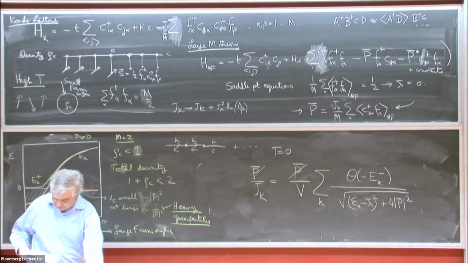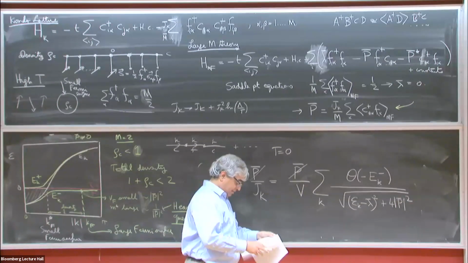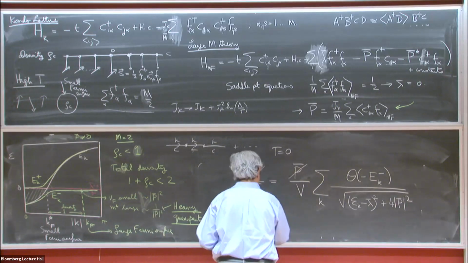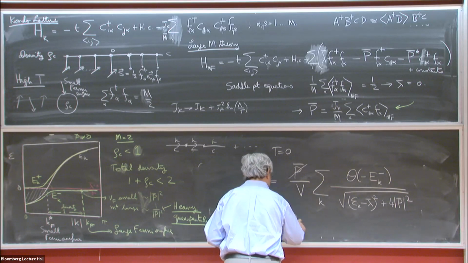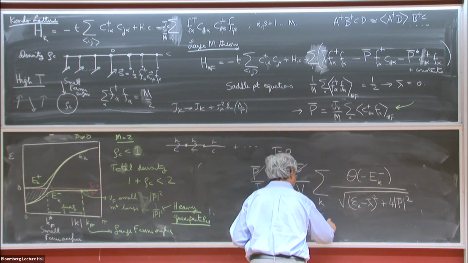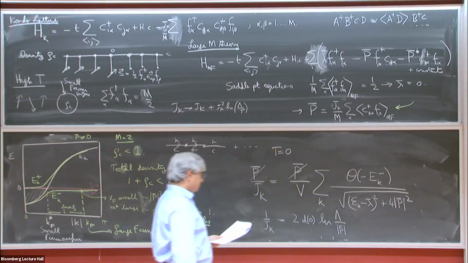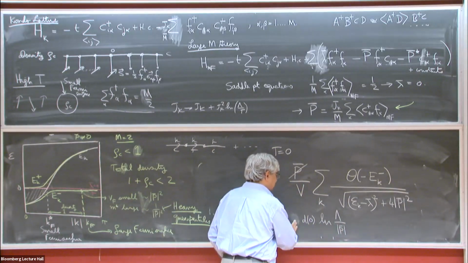And if you solve this, you do the integral in the appropriate limit. Skip the algebra. The right hand side becomes 1 over JK, twice the density of states at the Fermi level of the conduction electrons, and log of lambda over P bar, which is exactly the expression for the Kondo problem. I guess I had a lambda squared there.